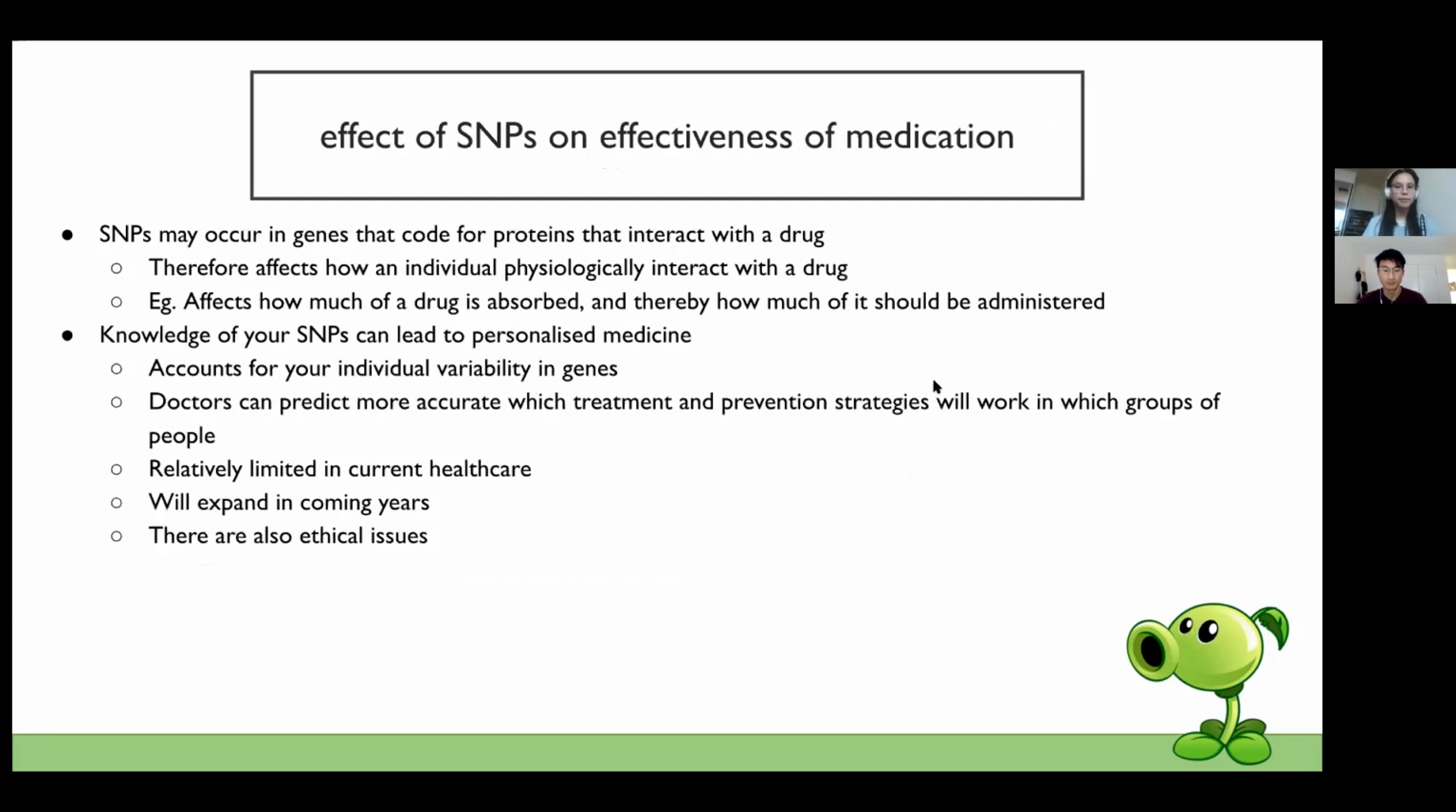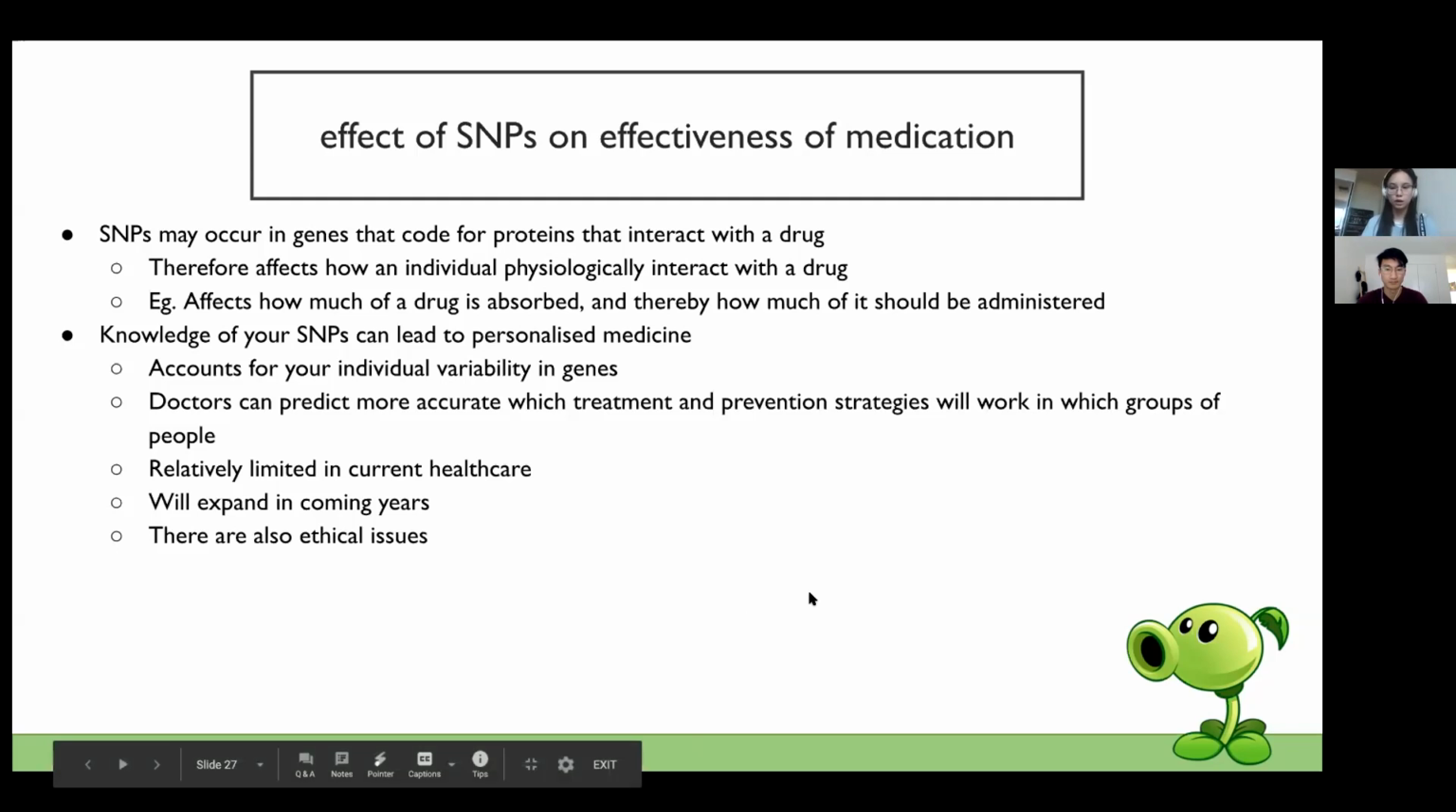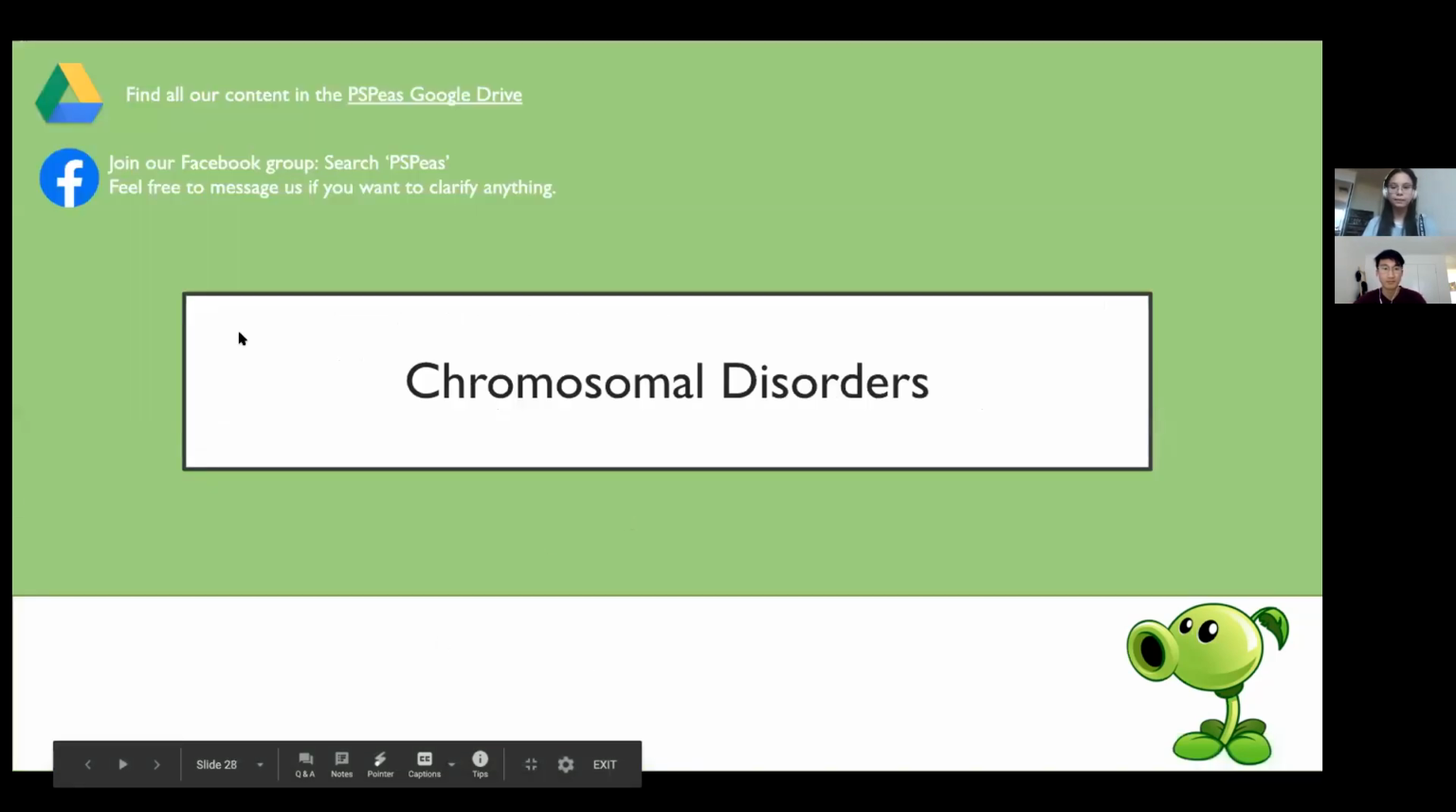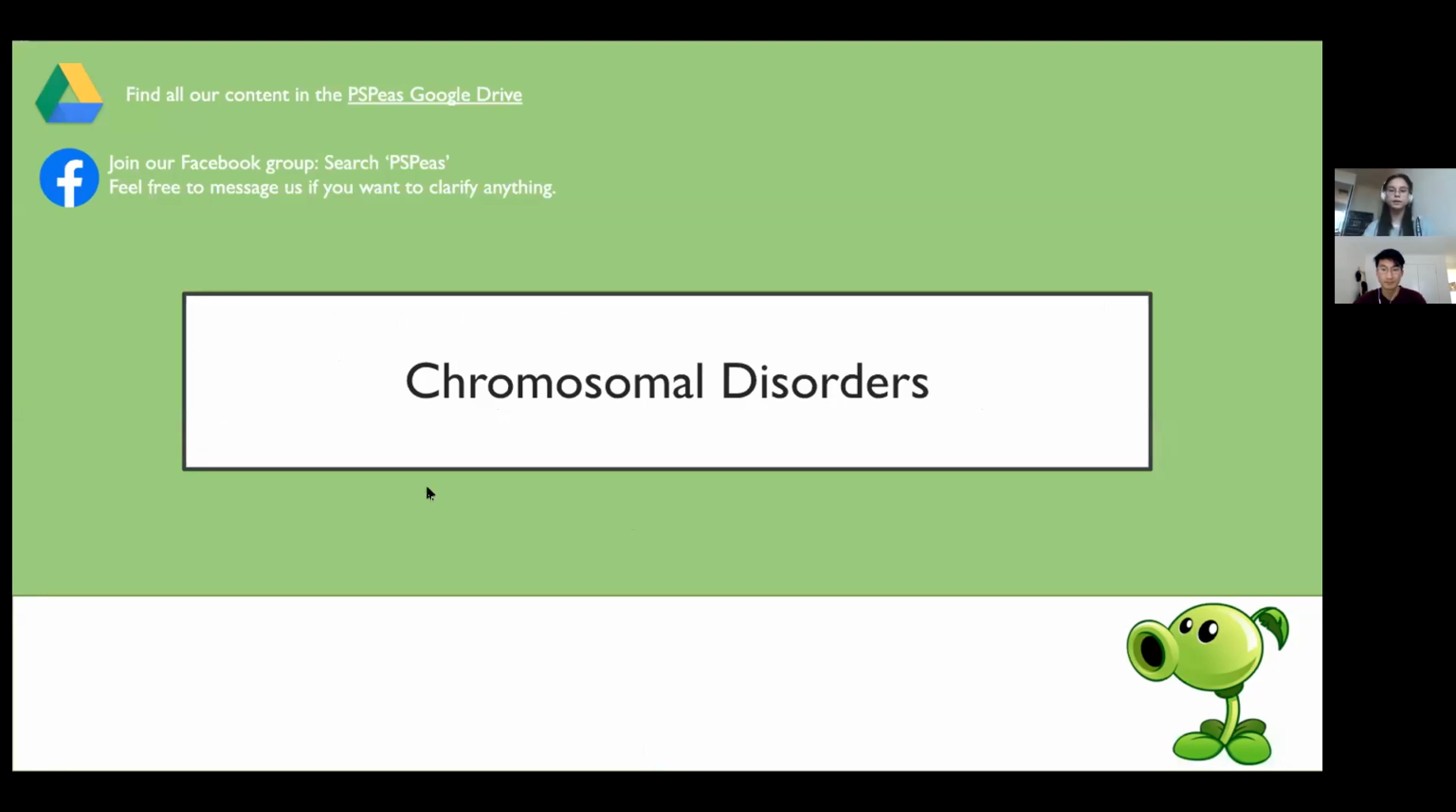So that's basically all that you really need to know on SNPs. There are some things about medication, about how SNPs influence your body's interaction with the medication, but that's an aside, and you don't really need to focus on that too much. All right, does that sound okay to everybody before we move on to chromosomal disorders?